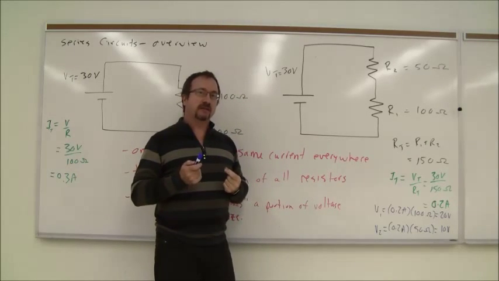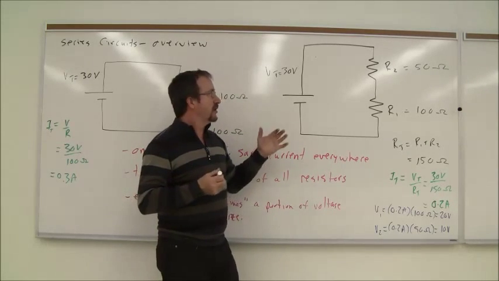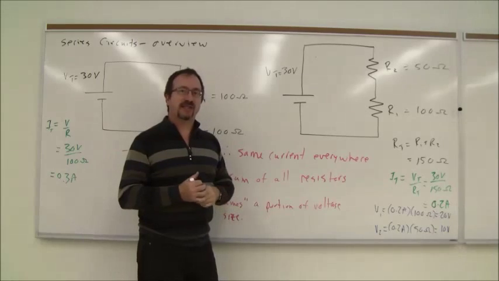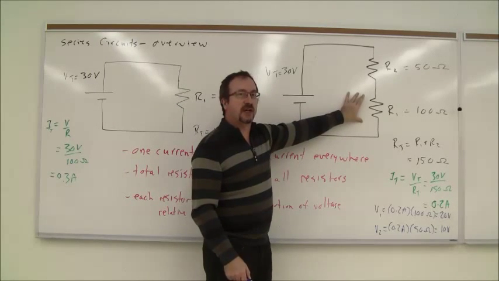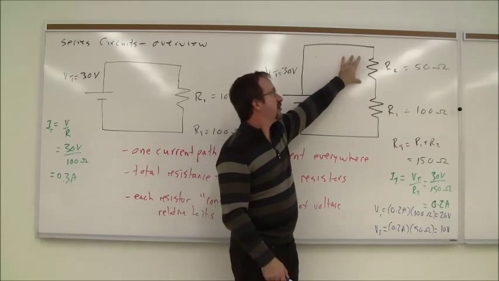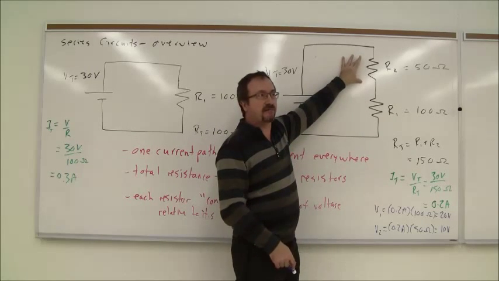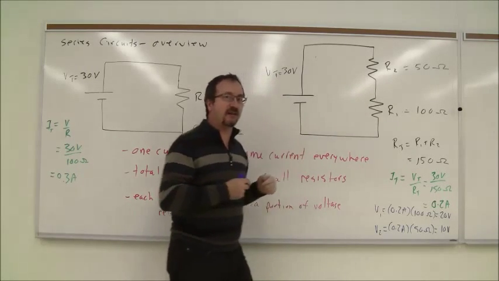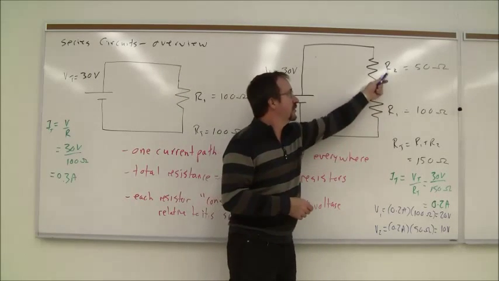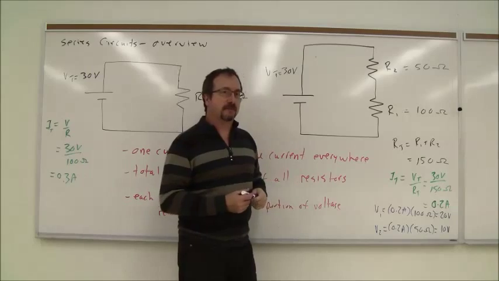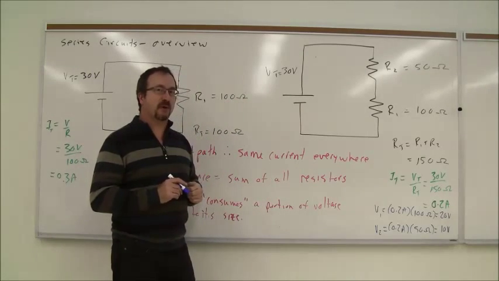As a result, the voltage is also proportionally allocated to each resistance. That is to say, the voltage on this resistor and this resistor, because the resistances are different, the voltage to push that current through is also different, proportional to their sizes. We'll go through the math in just a moment.